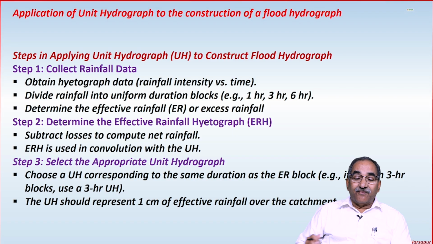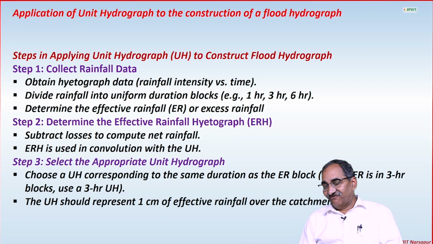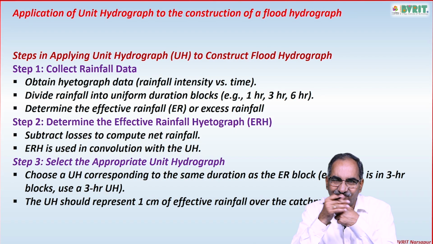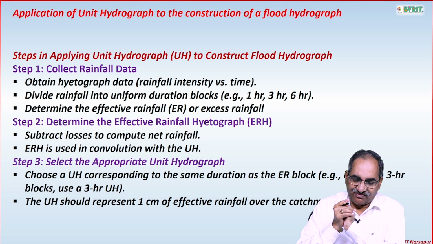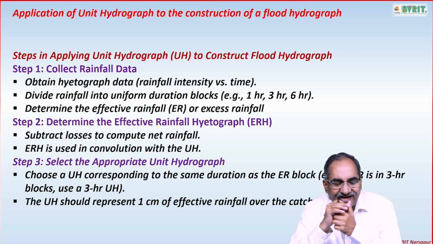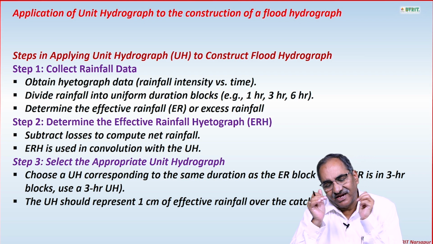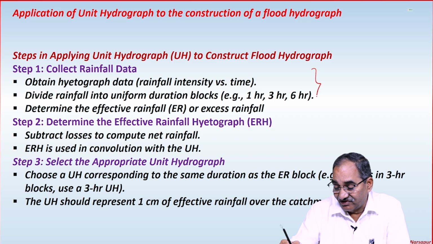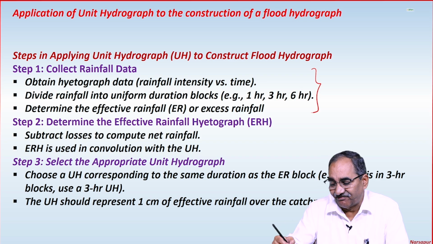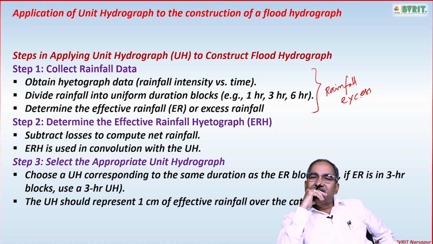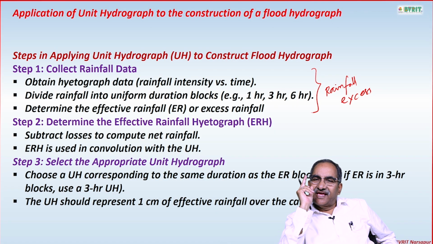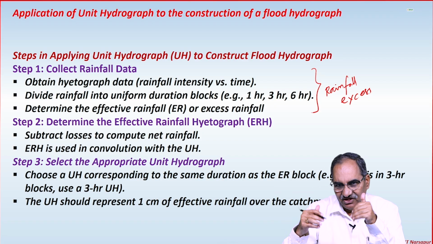So now let us see the application of the unit hydrograph to the construction of a flood hydrograph. A flood hydrograph and a storm hydrograph are both the same. Given is the unit hydrograph, and the construction required is the flood hydrograph or storm hydrograph. So what is the first thing? Collect the required data. Once you collect the data, in step 1 you need to find out the rainfall excess. This is our first target. Based on the given data, try to find out the rainfall excess. If you find that, then most of the other things we can slowly take up.